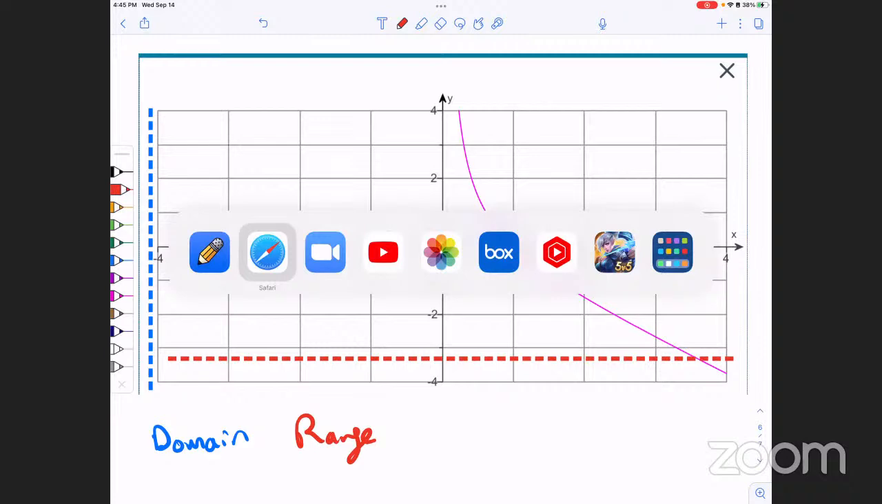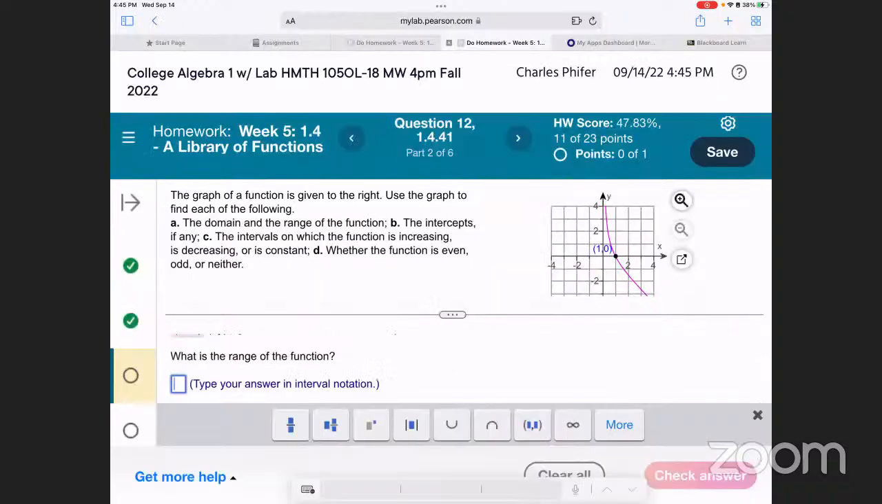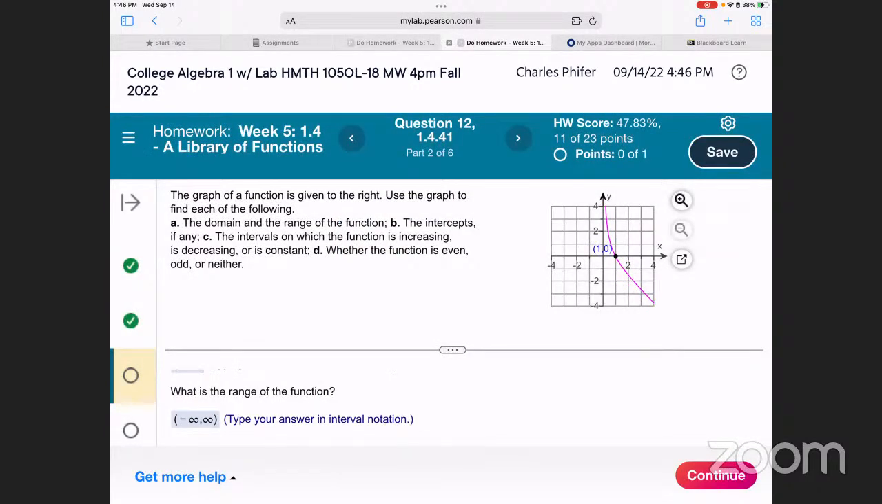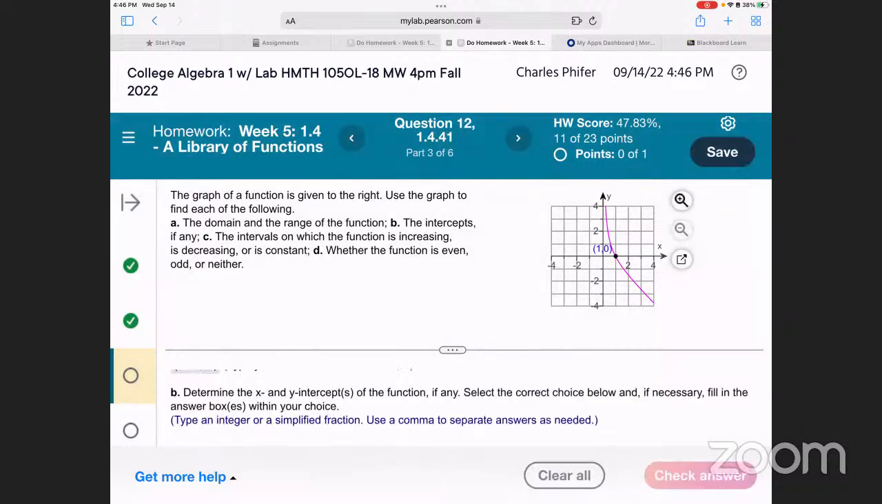So then what's the range? The range? Negative infinity to infinity. Yeah. All right. Okay. Let me see what else we got. Continue. X and Y intercepts.